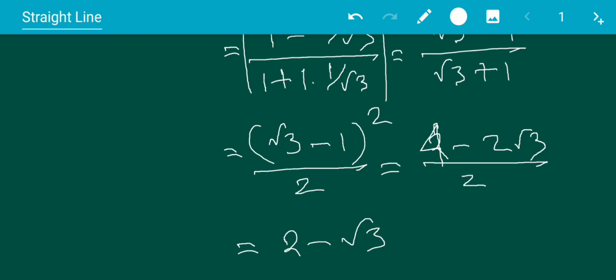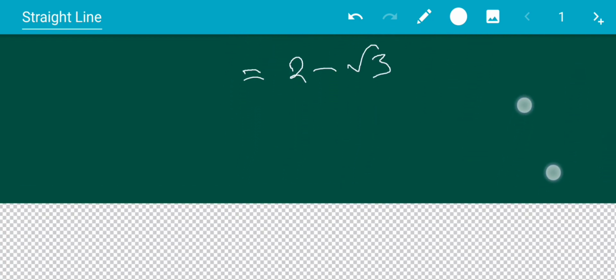So this is how you can find the angle between two straight lines. There is another problem.